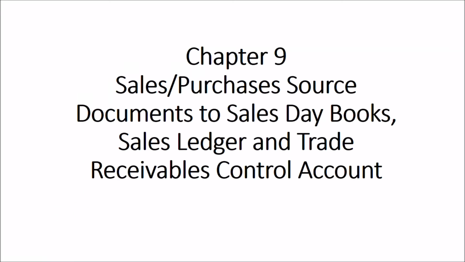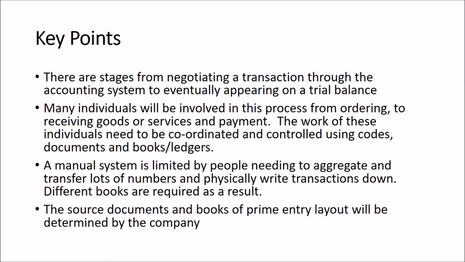Chapter 9. Sales and Purchases Source Documents, to Sales Daybooks, Sales Ledger, and the Trade Receivables Control Account. Key points from this chapter. There are stages from negotiating a transaction through the account system to eventually appearing in the trial balance. So we'll have to go and see those stages and see how it goes.